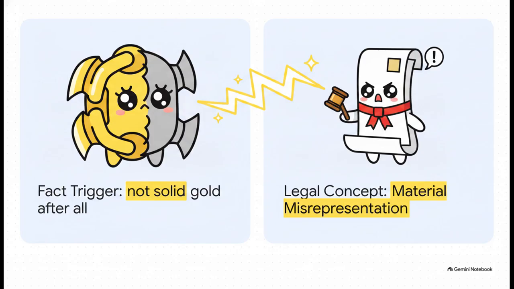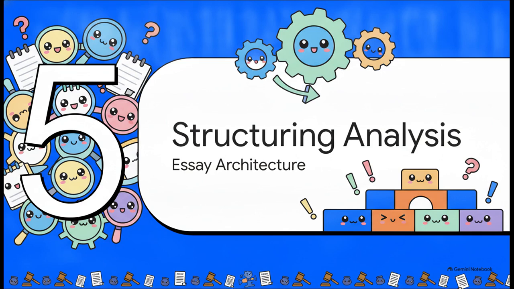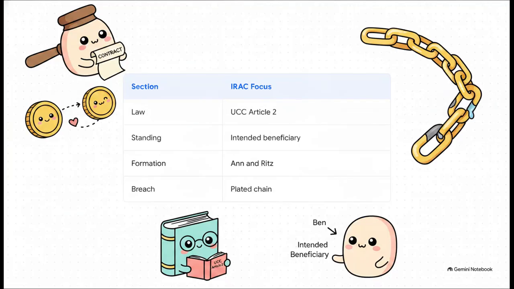And because we are dealing with movable goods, a gold chain, we automatically know our applicable law is UCC Article 2. Now for the fun part. Section 5. Structuring your essay analysis. For Interrogatory 1, can Ben prevail against Ritz? We are going to lay down a complete, rock-solid foundation.